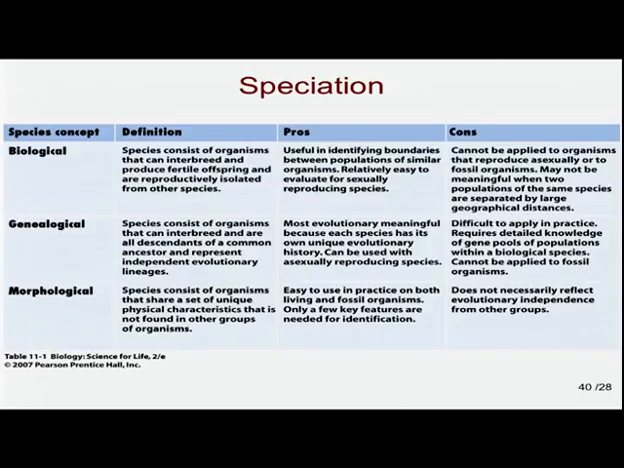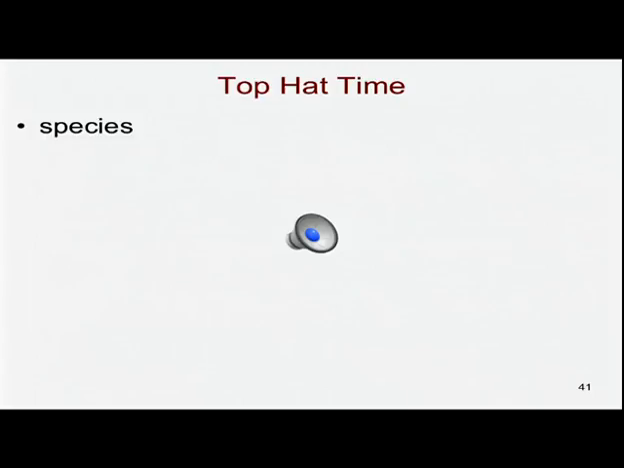Okay, so this is just a little chart from one of the other books describing all 3 main species concepts. Obviously, biological is the best one to use if you can, right? And if you can't do that test because they're extinct or they just won't cooperate, then we use these other methods to determine whether 2 different populations are actually the same species. Okay, and so that's just some info for you guys.